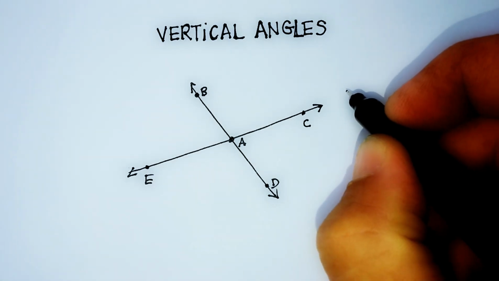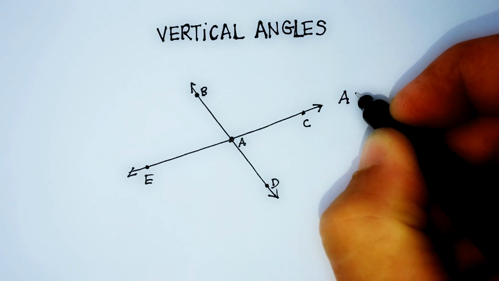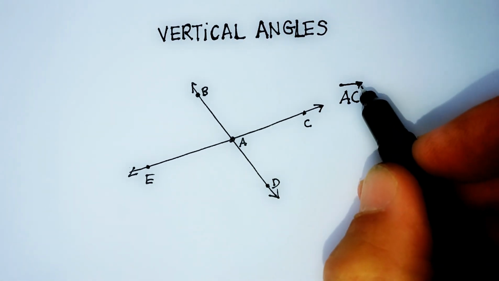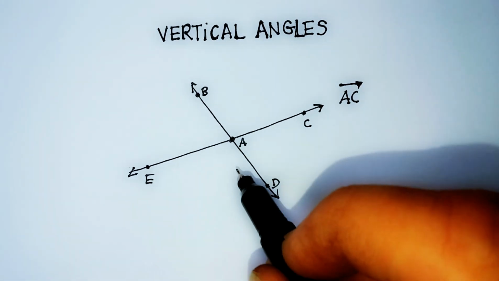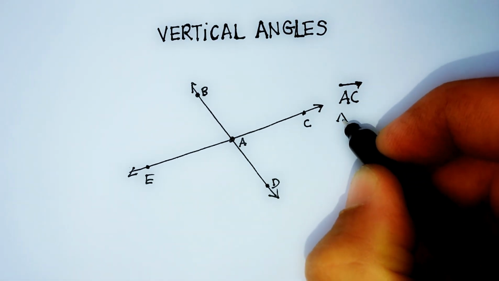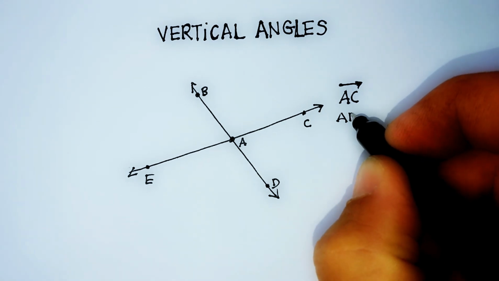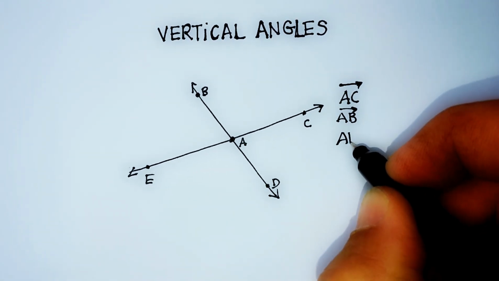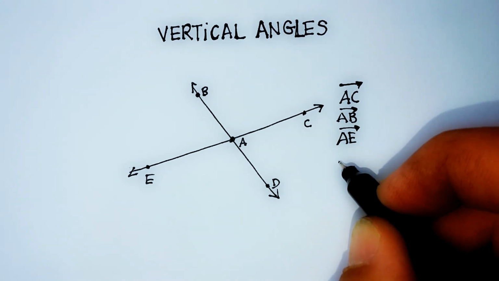And remember how you do rays. So I would say AC, I would do this, because the vertex is with the A, the arrow goes with the C. And the same thing with all of these. A would be first, right? AB would be like this, with an arrow, AE. Remember that, and then AD.